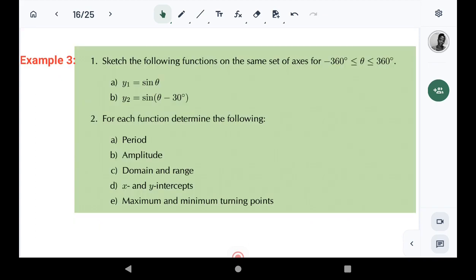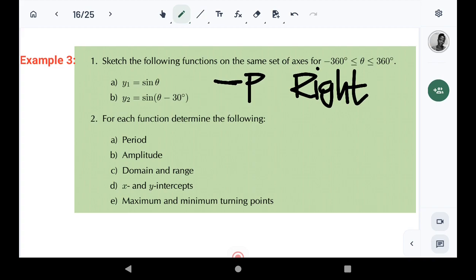Now let's look at some examples. Example 3. Sketch the following functions on the same set of axes. Theta is between negative 360 and 360 degrees. You've got the standard sine graph and then the one that is shifted 30 degrees to the right because we've got a minus. Remember, minus p means to the right. Plus p means to the left. Remember that. Always keep that in mind.